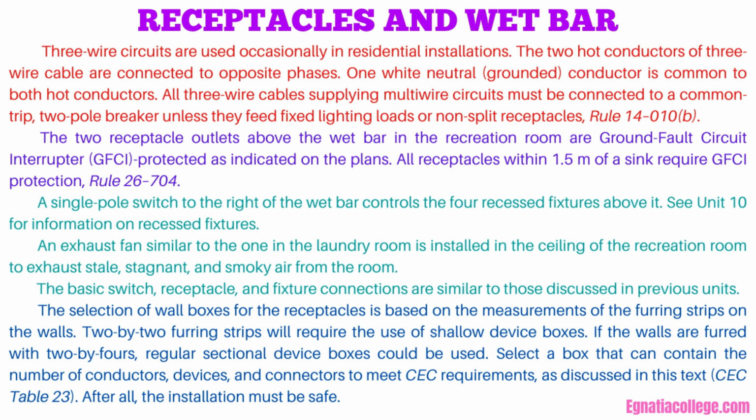The basic switch, receptacle, and fixture connections are similar to those discussed in previous units. The selection of wall boxes for the receptacles is based on the measurements of the furring strips on the walls. 2x2 furring strips will require the use of shallow device boxes. If the walls are furred with 2x4s, regular sectional device boxes could be used.